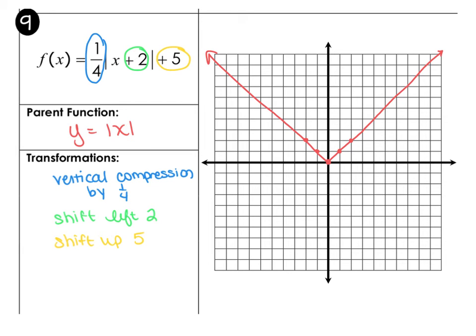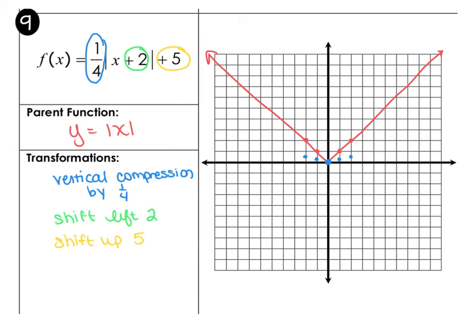Oftentimes when I'm thinking about what these values are going to be, I'm just going to multiply those y values by 1/4. So the 0, 0 will stay the same. However, where I have a y of 1, that's going to be 1/4 now. So that holds true for both of those. Where I have a 2, 2 times 1/4 is actually going to be 1/2. So that's where the next one's going to go.